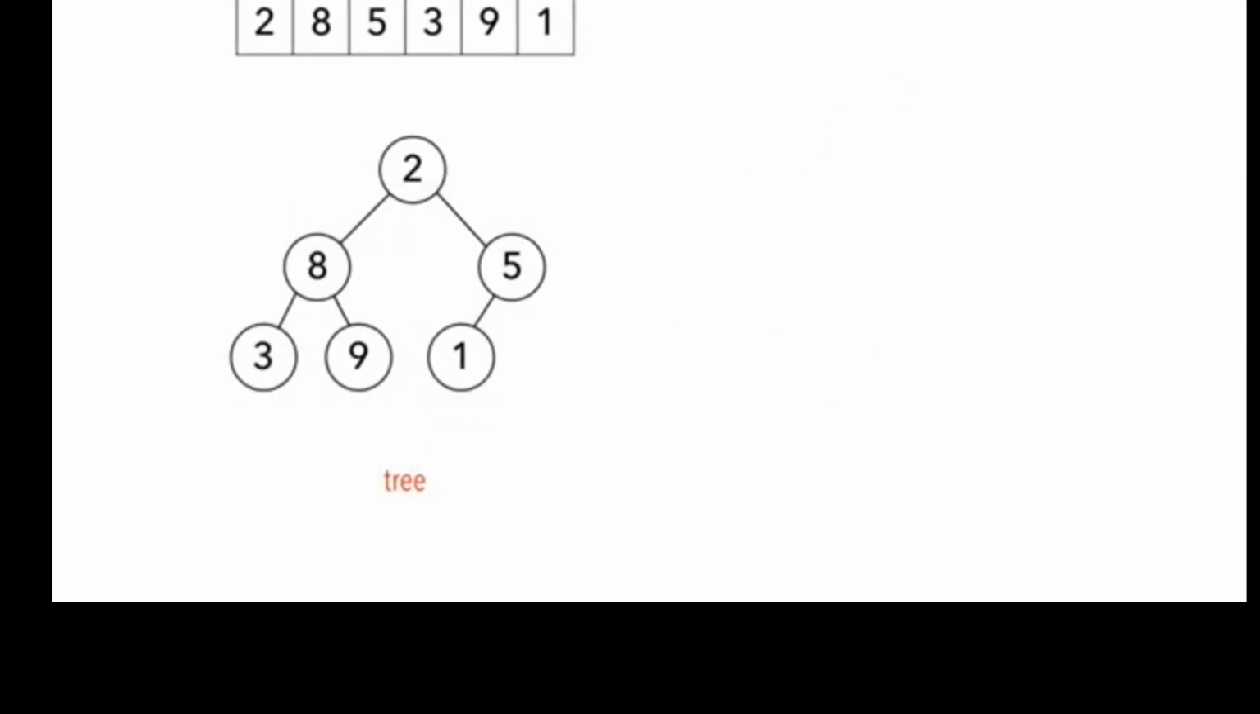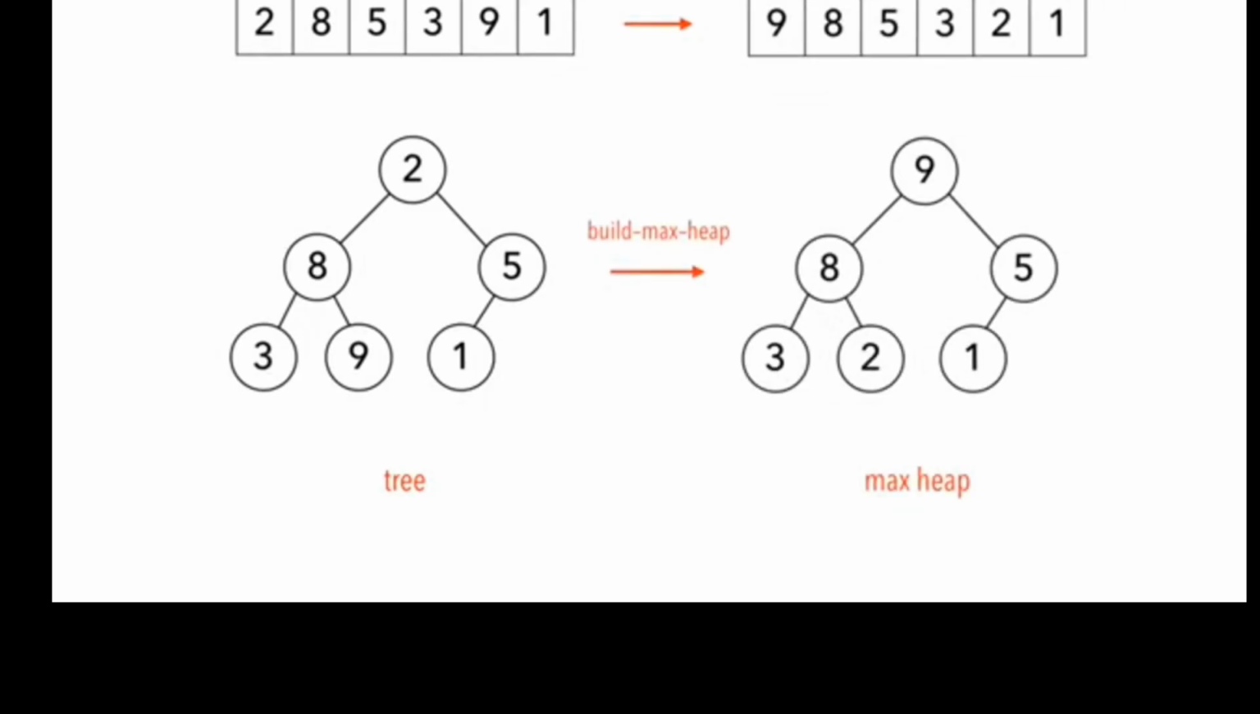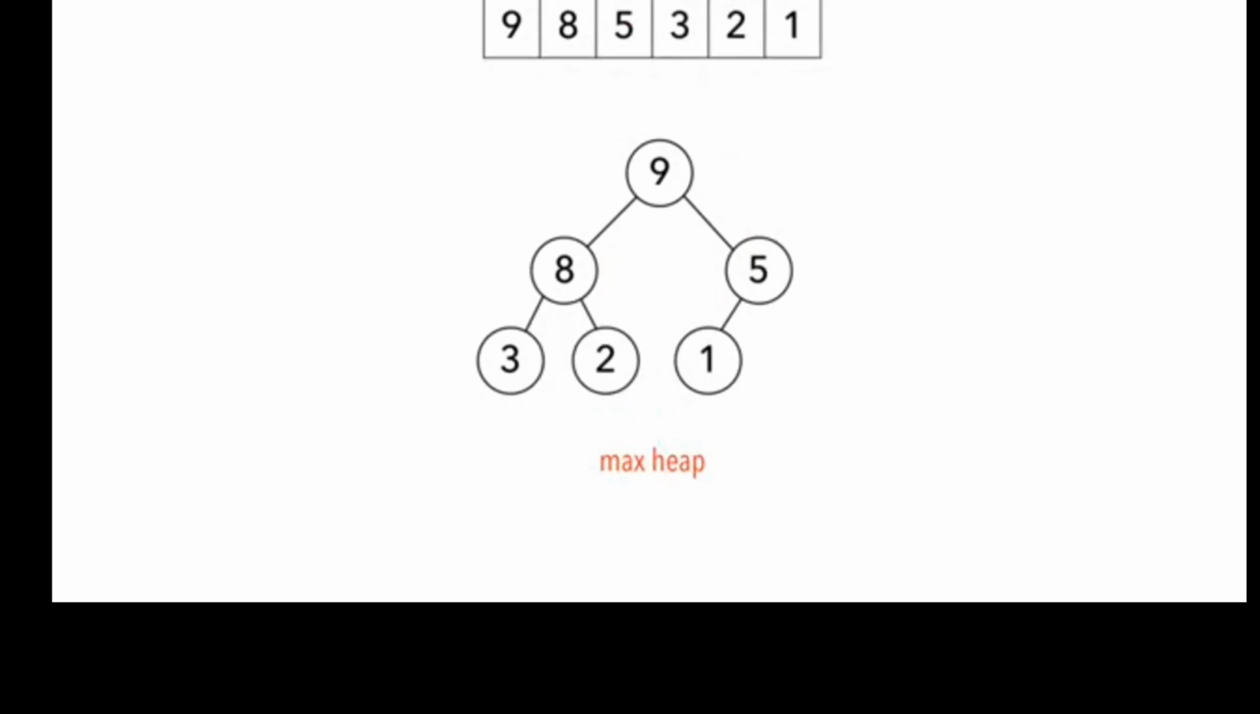Now that we have a tree, let's create our first heap. We assume this is an unsorted array, so we call build max heap. Now that we have our max heap, we know the largest item, 9. We swap 9 with the item at the end of the array, 1. Finally, we remove 9 from the tree and consider it sorted.